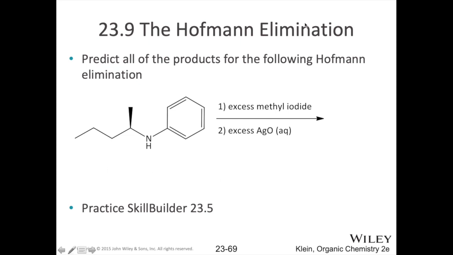All right, so go ahead and let's try this out with another example. So here is a secondary amine. We're going to react it with excess methyl iodide and then subsequently with silver oxide. The formula is wrong, that should be Ag2O. But anyway, silver oxide, and go ahead and predict the Hofmann product.